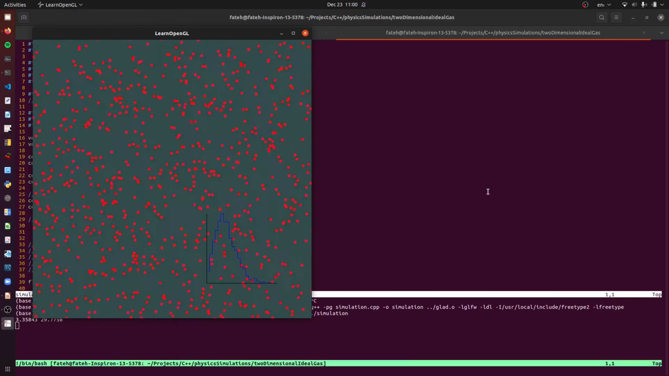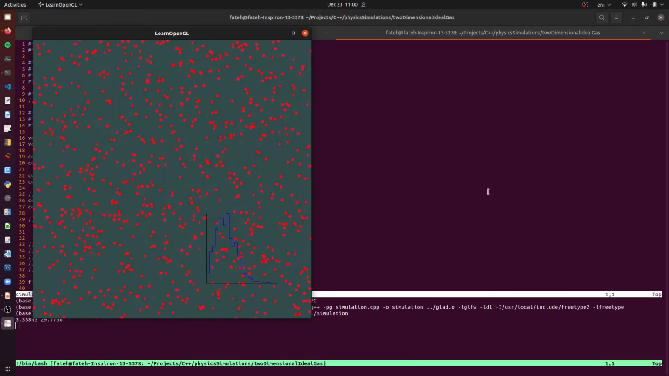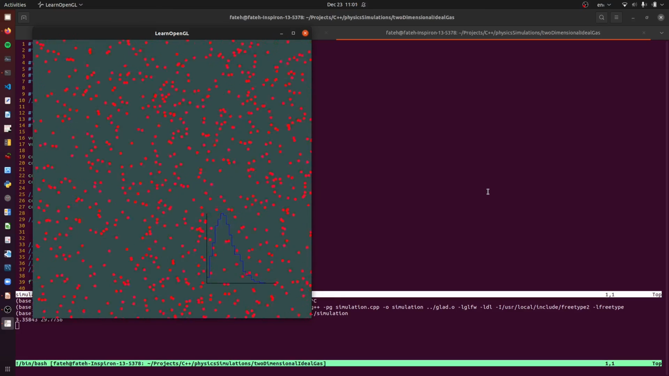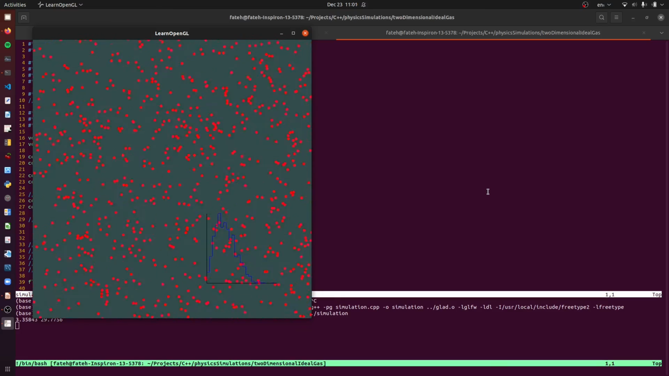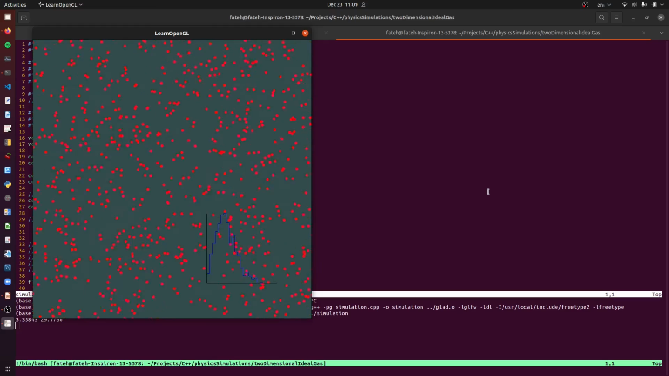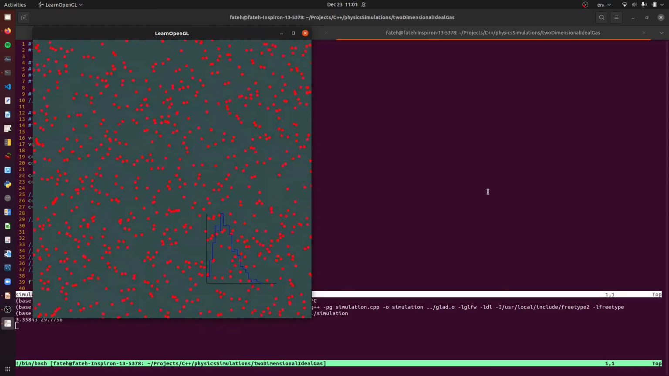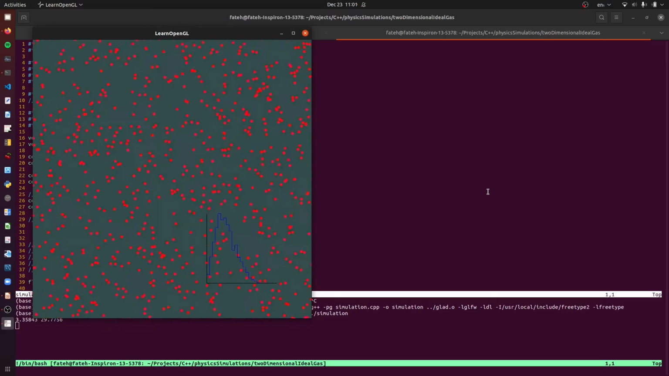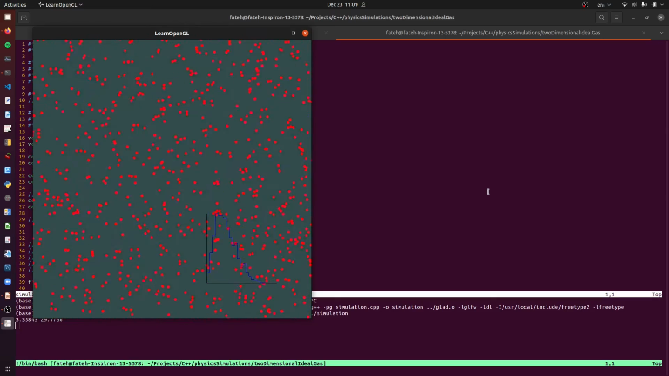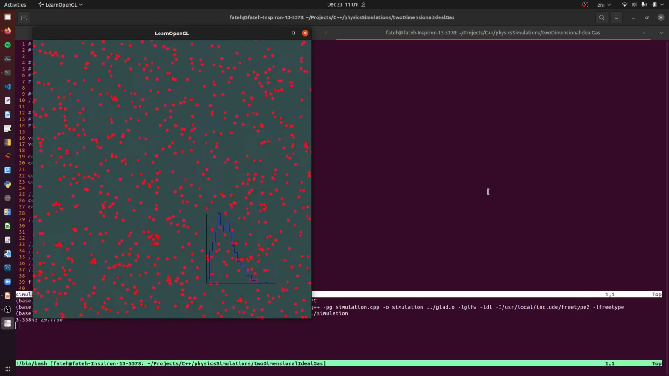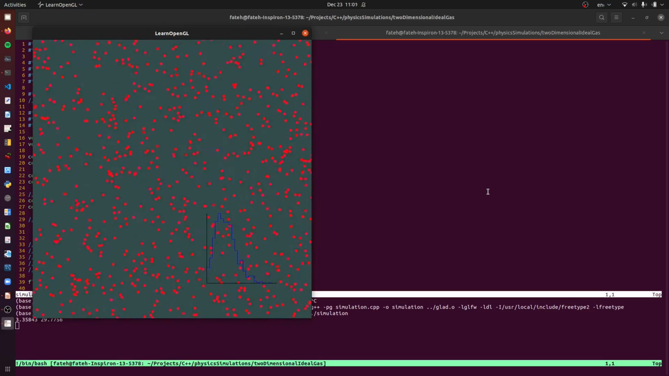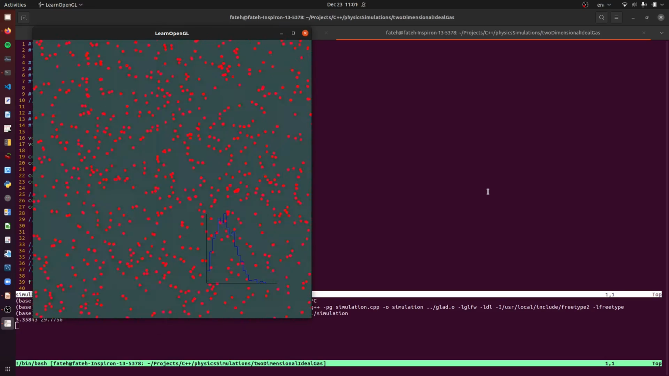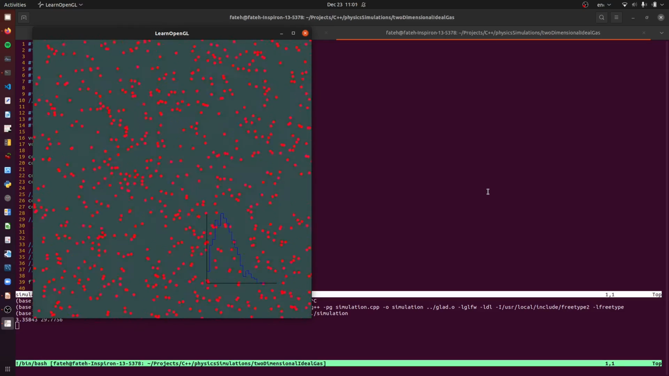This is what the final program looks like. I have roughly 1,000 particles, which all initially start at random velocities. Looking at the histogram in the bottom right corner, we can see that it approaches the Maxwell-Boltzmann frequency distribution. This distribution describes the probability of finding a certain particle at a specific velocity.